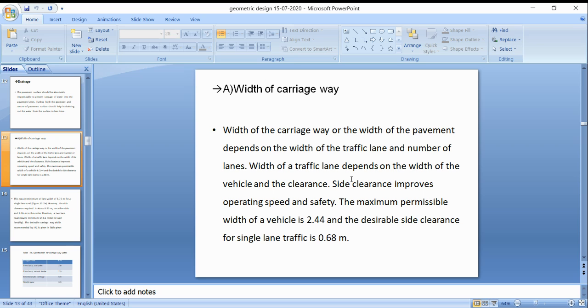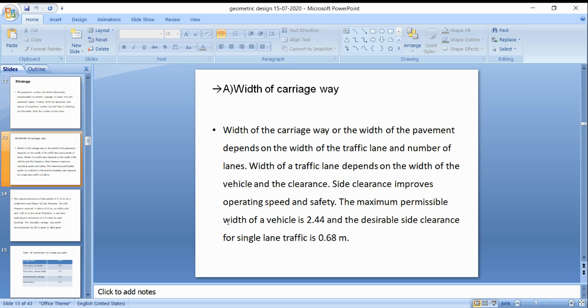For example, transportation having a longer length of vehicle, you can say a heavy load vehicle, so in the village road it will not come. So it depends on the width, and it should also have clearance. It should have the vehicle width and should have clearance. Side clearance improves the operating speed and safety.